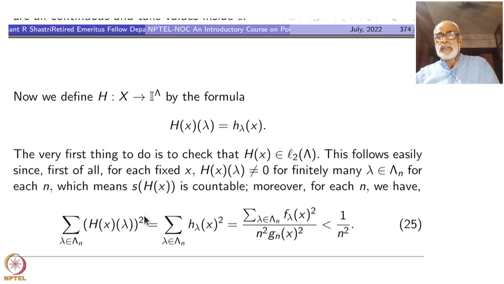Now, the second thing is, if you take the sum of all of them after squaring, fixing Lambda n, this is a finite sum. That is nothing but the summation of h lambda of x squared, for lambda inside Lambda n. But by definition, this is f lambda of x squared divided by n squared, because I have to take n lambda. But lambda is in Lambda n, so this n itself here, n squared times g n of x squared. I do not have to write g n lambda, because the n lambdas are all n here, since lambda is in Lambda n. And this summation is smaller than 1 plus this summation, so this is less than 1 by n squared.